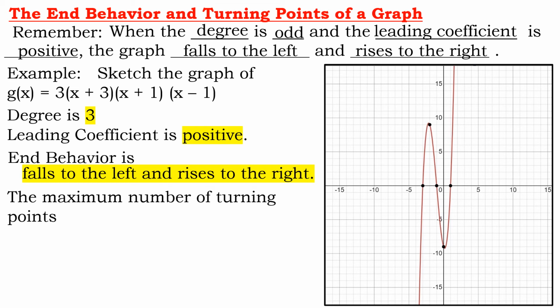How about the maximum number of turning points? So, para malaman yung maximum number ng turning points, kung ilan yung degree niya, i-less mo lang yung 1. So, 3 minus 1, that is 2. So, there are only 2 turning points.